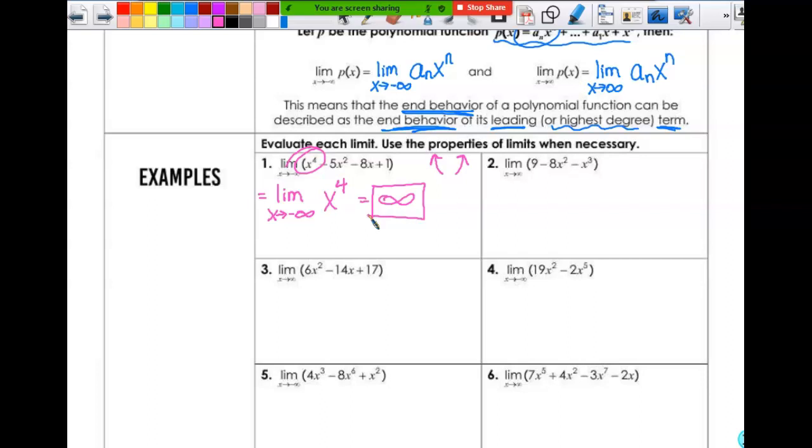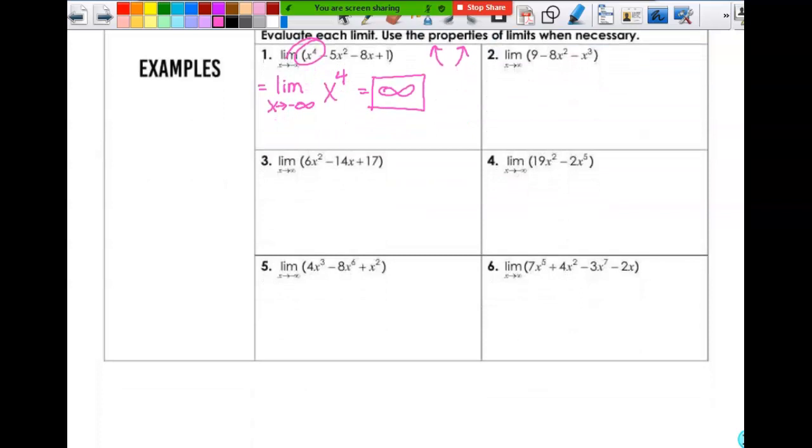Okay, easy enough? All right, so let's look at number 2. So the limit as x approaches infinity of this polynomial is equal to the limit as x approaches infinity of which term? Good, negative x cubed, yes, negative x to the 3rd. So I know that end behavior for an odd is down, up, but this is negative, so this is what my end behavior looks like, right? So then as x approaches infinity, this function's going to approach negative infinity. So this is the end behavior.